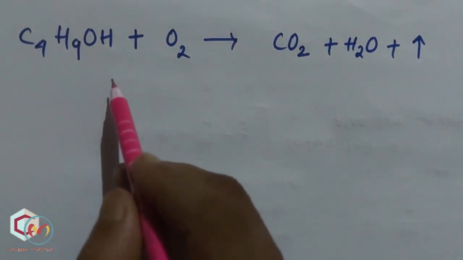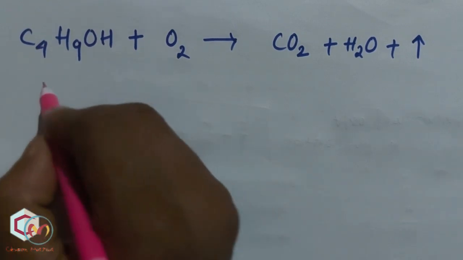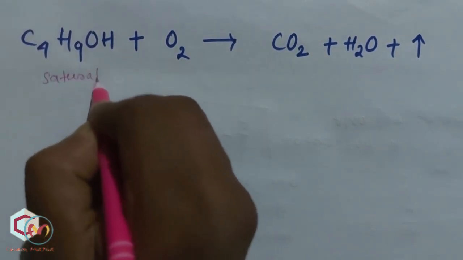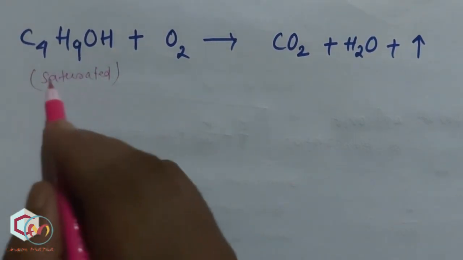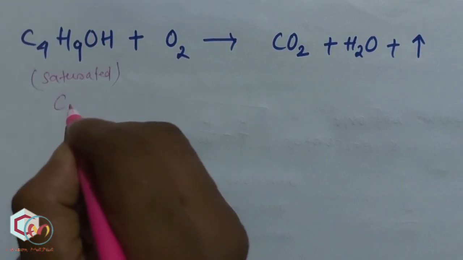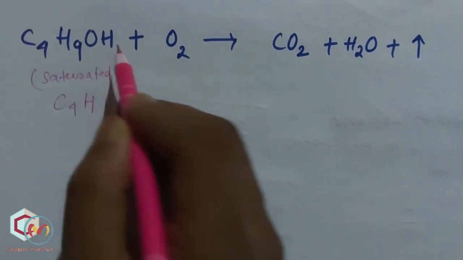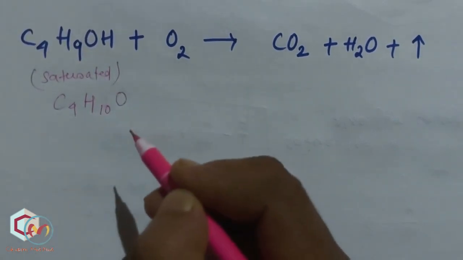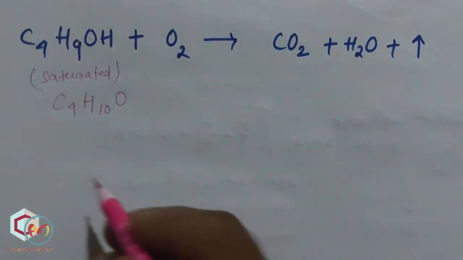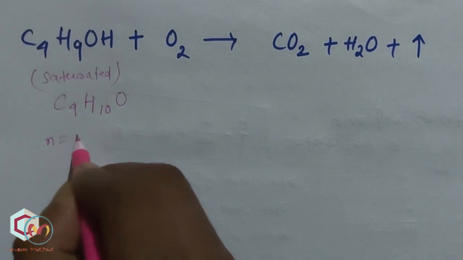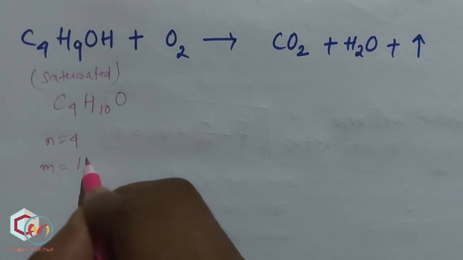So this is one example, we will balance this equation. So this alcohol is a saturated alcohol, that is it contains only single bonds. Okay. So here we will write the general formula, that is number of carbon is 4 and number of hydrogen is 9 plus 1, that is 10. This is oxygen plus O2, that will give CO2 plus water. Now we will balance this one. So here number of carbon, that is n is equal to 4 and m is equal to the number of hydrogen, that is equal to 10.